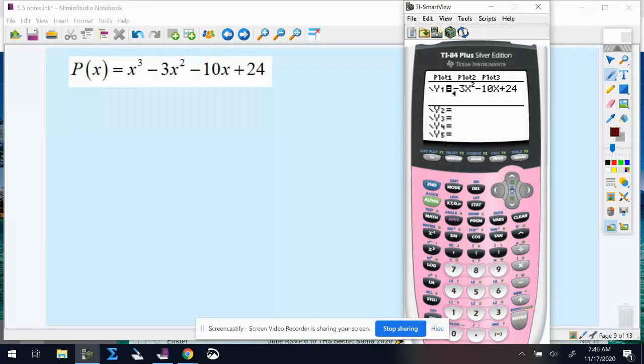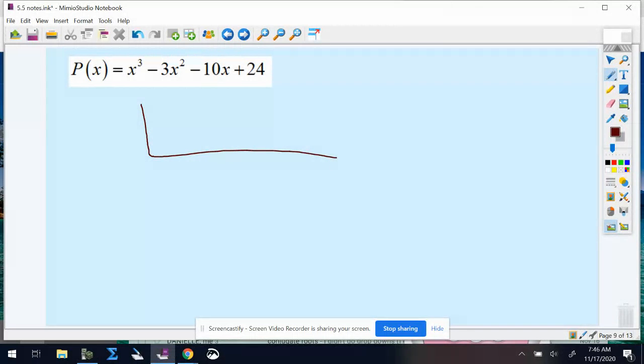And I'm going to graph it. And it looks like it crosses at -3, it looks like it crosses at 2, and it looks like it crosses at 4. And I get to pick, because all of those are pretty clear to see, which one of those ones I want to start with. So I'm going to start with 2. It's a positive number, it's small, so I've got 1, -3, -10, and 24. I'm going to start with 2.